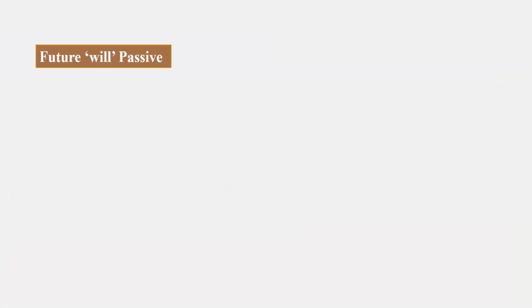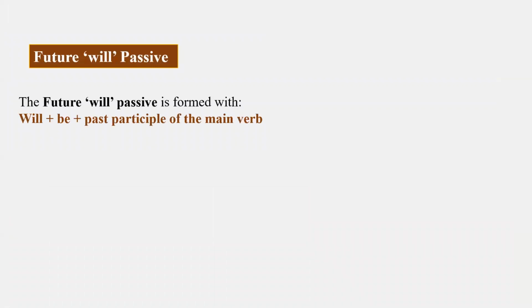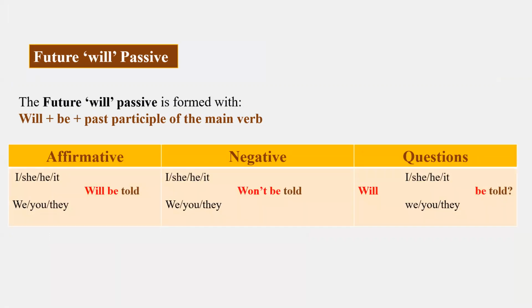Now future will passive. The future will passive is formed with will plus be plus past participle of the main verb. Example, affirmative: I, she, he, it will be told. We, you, they will be told. Negative: I, she, he, it won't be told. It's the contracted form of will not. We, you, they won't be told.